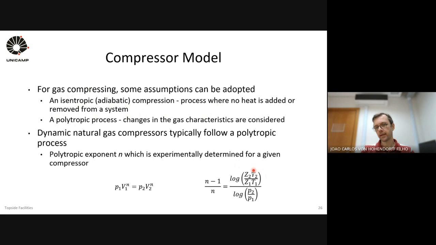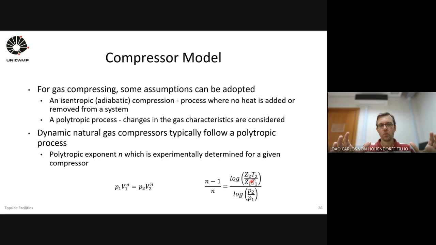But what is important here? The dynamic natural gas compressors typically follow a polytropic process. Okay. So, if you change pressure, you change the volume, and it affects the temperature of the gas. Okay, that is the important point behind this.